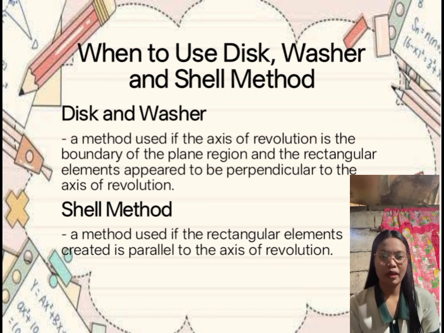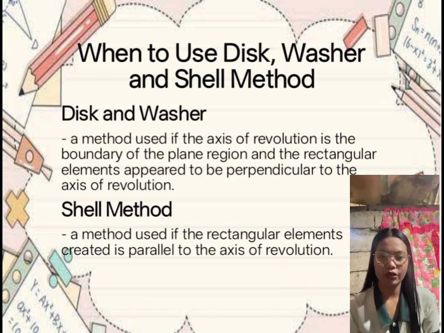So we can use the two methods, the disk and washer, if the rectangular elements are perpendicular to the axis of revolution. On the other hand, we can use the shell method if the cross sections of the solid are taken parallel to the axis of revolution. So we can use this method if the rectangular elements appear to be parallel to the axis of revolution. So take note that we will use the disk and washer method if the rectangular elements are perpendicular to the axis of revolution, while we will use the shell method if the rectangular elements appear to be parallel to the axis of revolution.